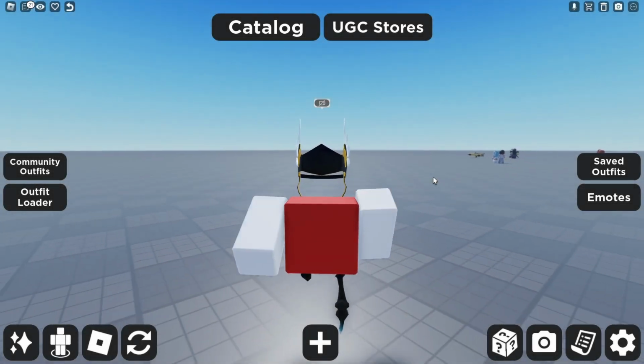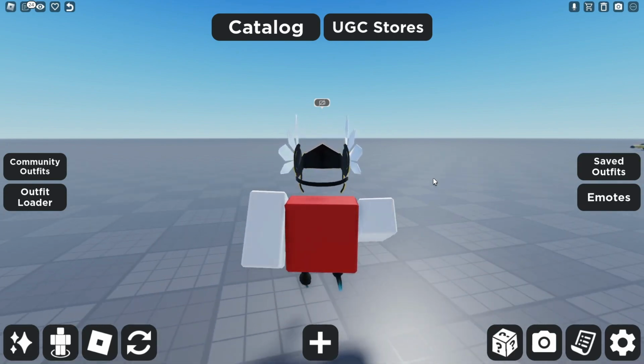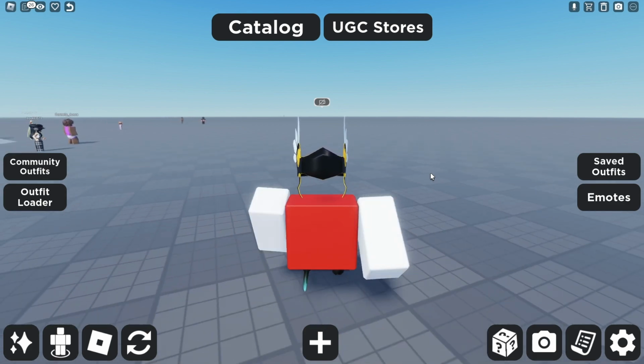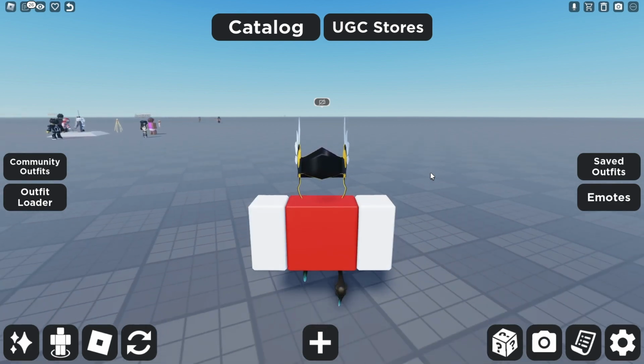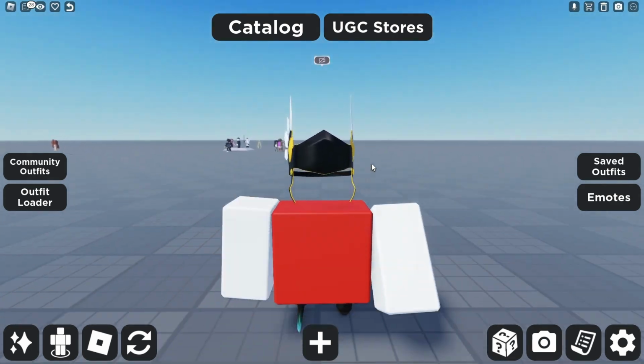What is up, guys? Today I'm bringing you another fake UGC item. However, this is a Valk, so it's extra special. As you guys know, Valks are one of the most expensive items on Roblox at the moment. This black Valk is going for around 10 million Robux at the moment, and we do have a fake one that I'm going to be showing you today. So let's get straight into the video, guys.